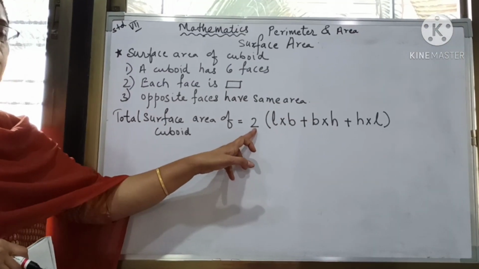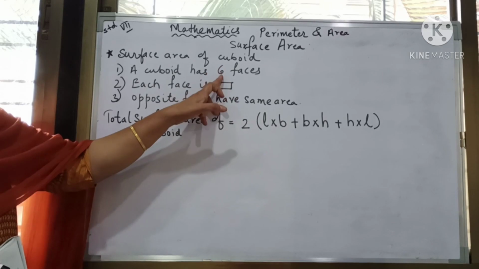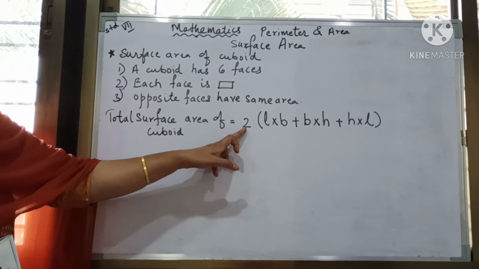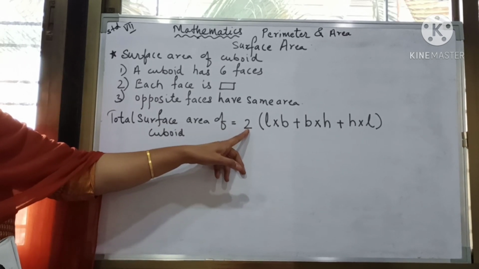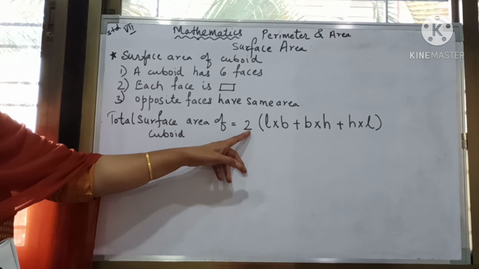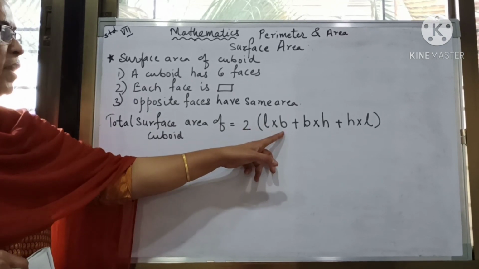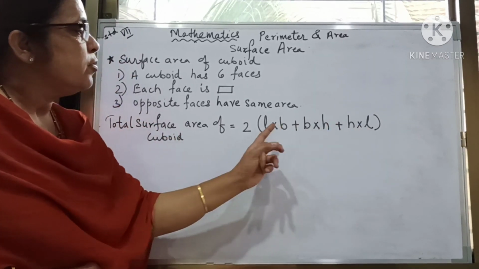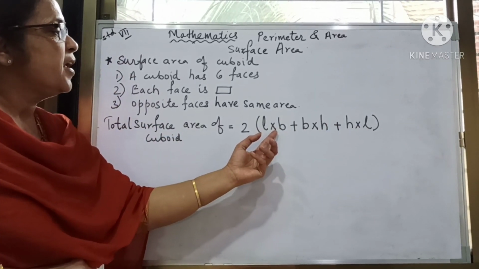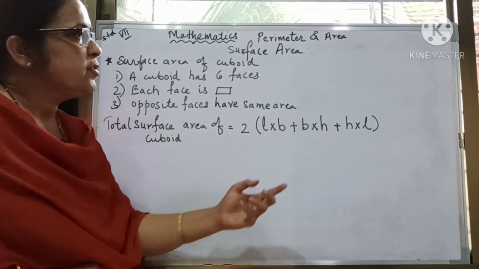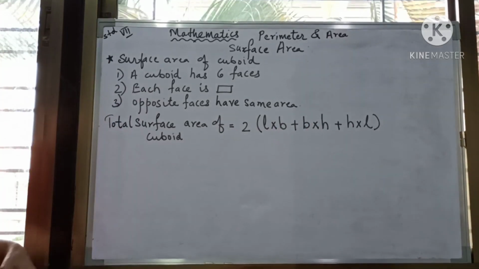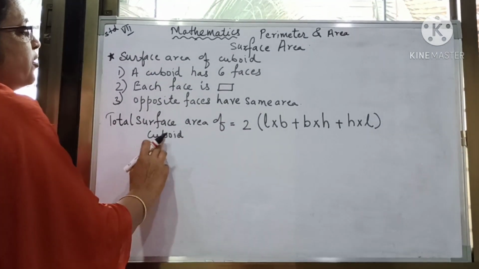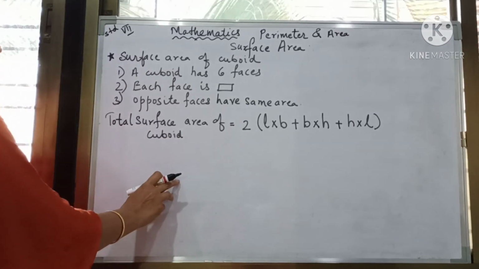Why 2? Because a total of 6 faces are there, and out of that, 2 rectangles are the same. Therefore here outside the bracket we are having 2 into (length into breadth plus breadth into height plus height into length). So here we are finding the areas of the rectangles, and the opposite rectangles are equal. Therefore we are having 2 outside the bracket. So with this formula we are going to solve the sums from the exercise.